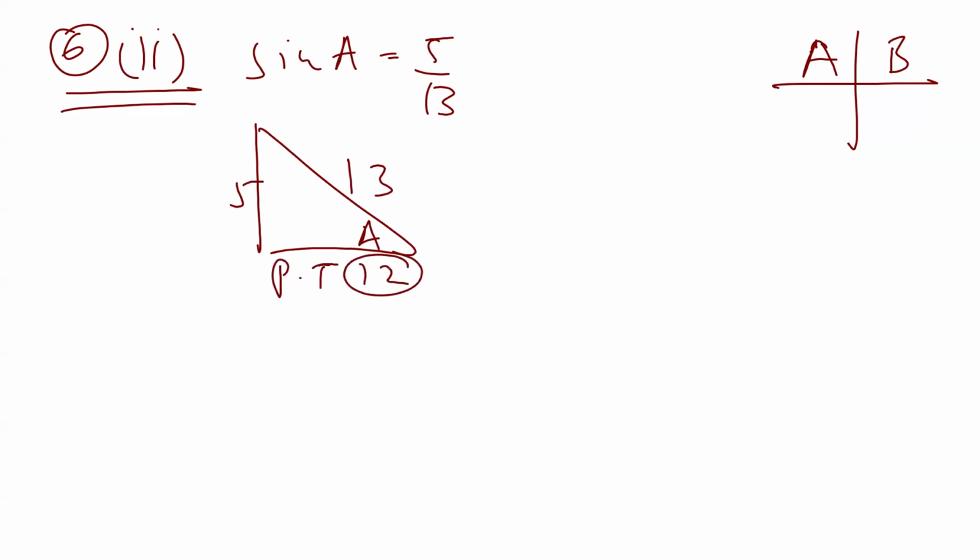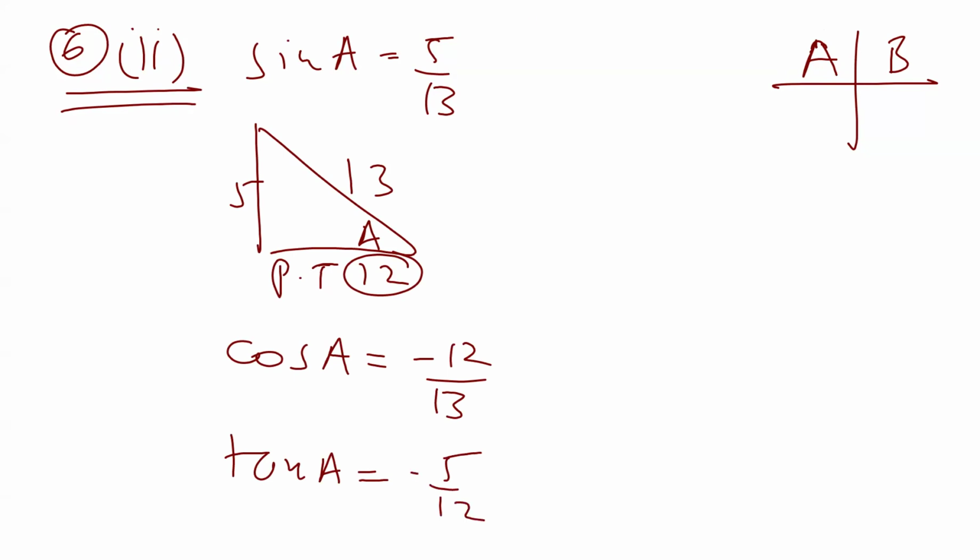Root of 13 square minus 5 square. Okay, so cos A will be minus 12 by 13. We are taking the minus sign because A is in the second quadrant. Okay, and tan A is minus 5 by 12. This also is negative because it's the second quadrant.